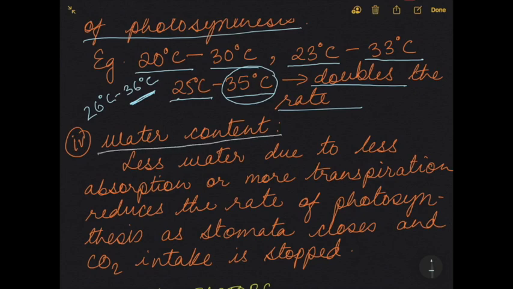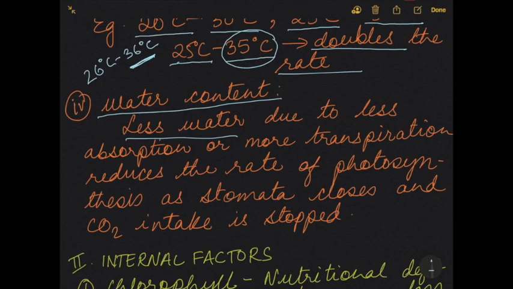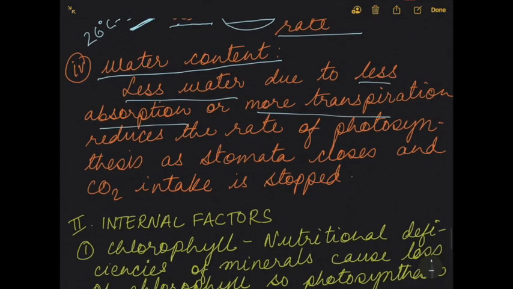Supposing there is a loss of water due to some situation that arises, like there is less water in the soil, so there is less absorption by the roots, or more transpiration has taken place. Naturally, if there is less water, what will happen? The guard cells will become flaccid, the stomata will close, and as a result, the rate of photosynthesis also stops.